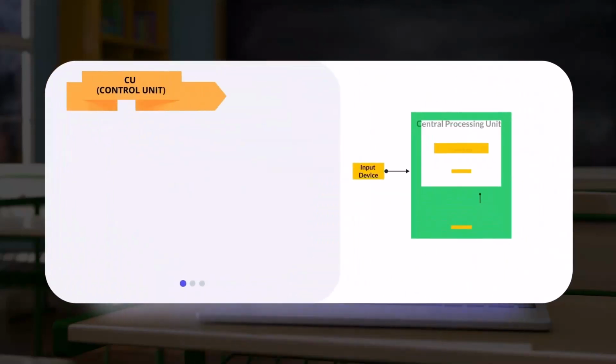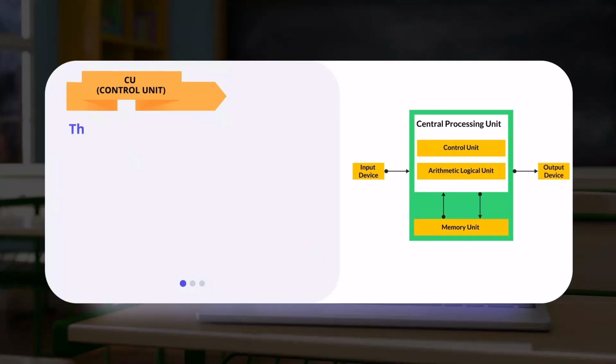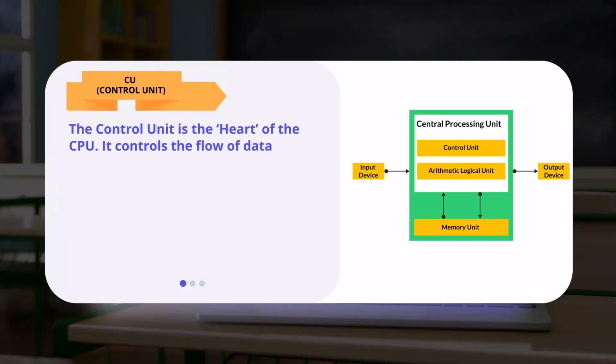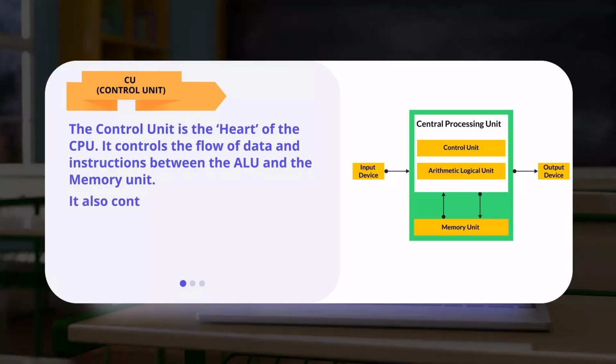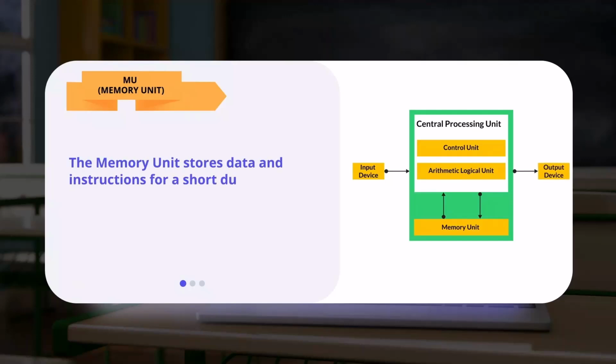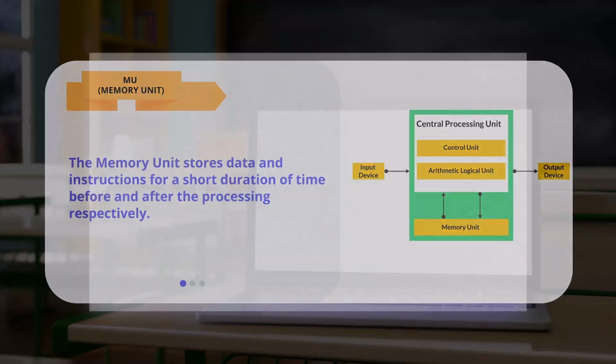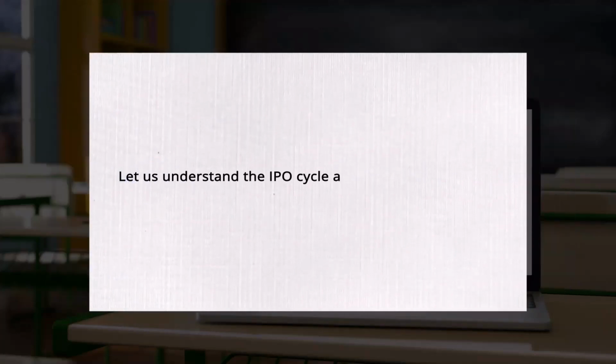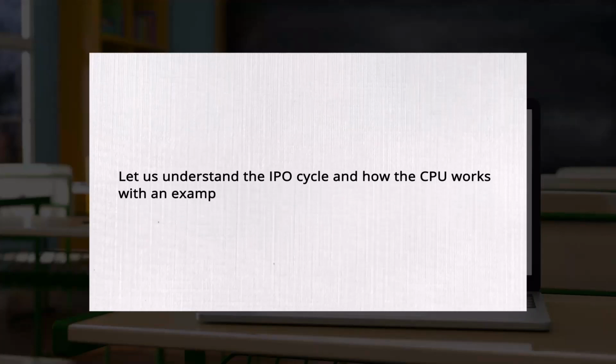2. CU, Control Unit. The control unit is the heart of the CPU. It controls the flow of data and instructions between the ALU and the memory unit. It also controls the overall functioning of the various parts of the computer. 3. MU, Memory Unit. The memory unit stores data and instructions for a short duration of time before and after the processing, respectively.